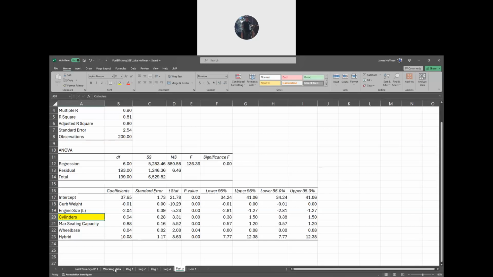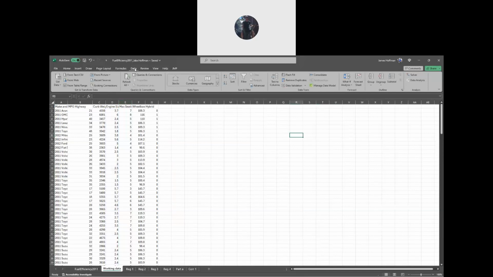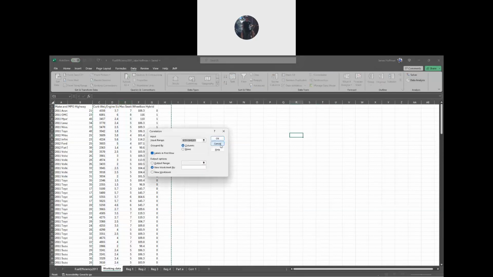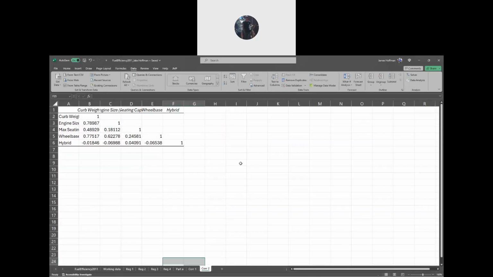Okay, so cylinders goes out, and now let's do data analysis, correlation. Okay, and we want to do just the C to G column. I hit OK. All right. Let's call this correlation 2.